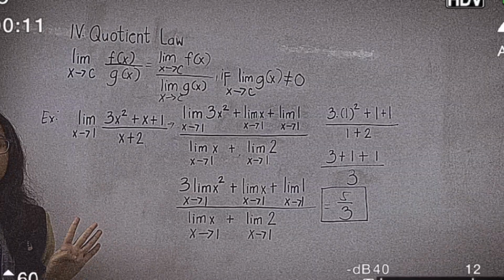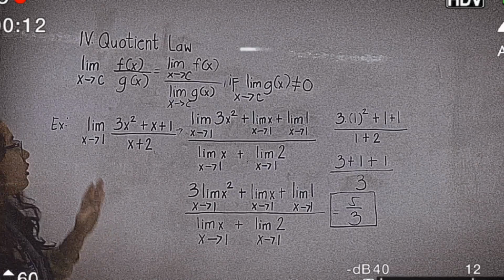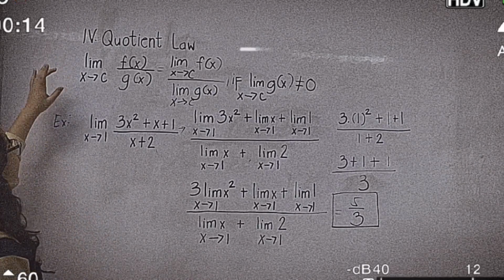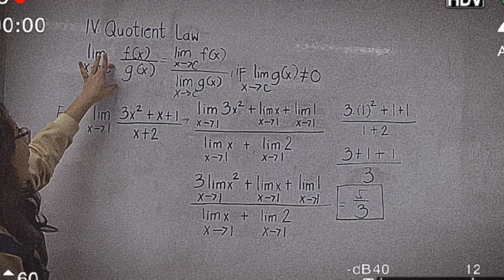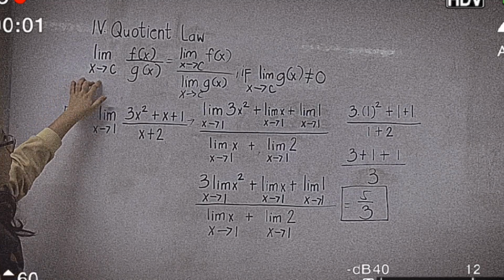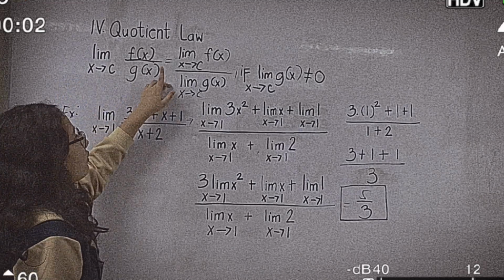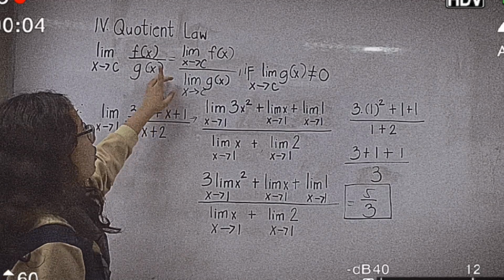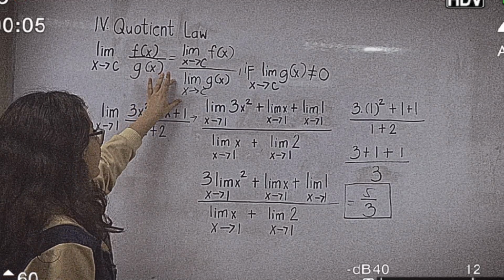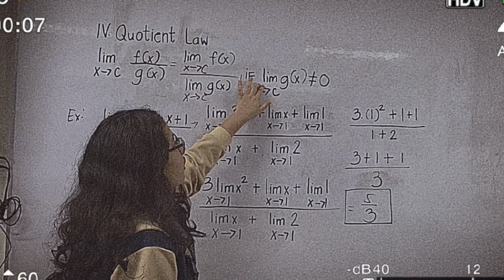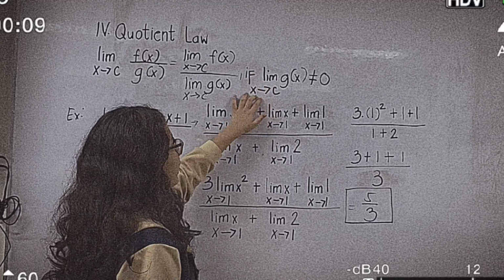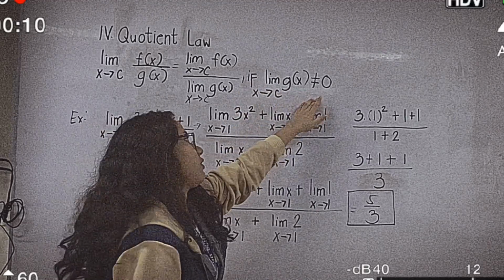So the fourth rule that we have in Theorem 1.3 is called the quotient law, which states that the limit of f of x over g of x as x approaches c equals limit f of x as x approaches c over limit g of x as x approaches c, as long as limit g of x as x approaches c is not equal to 0.